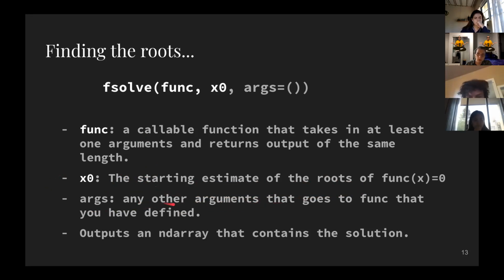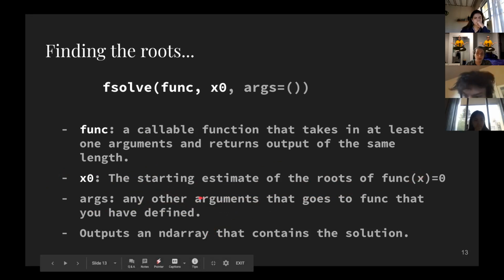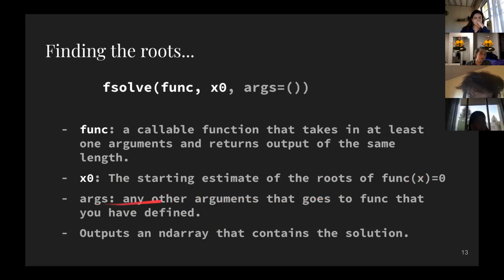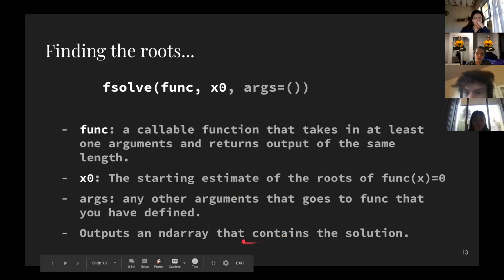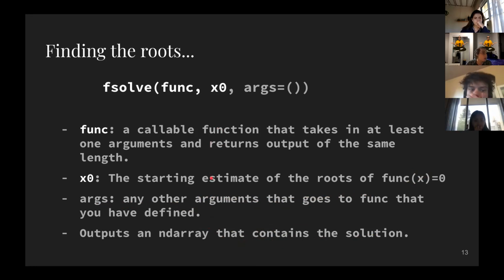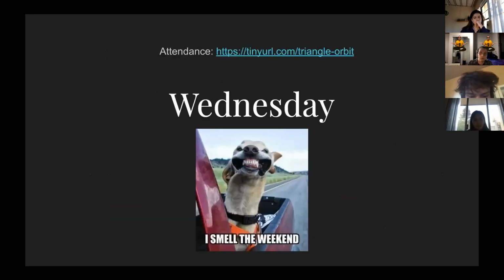And then args is any other arguments that go to the function that you have defined, and then it outputs an array that contains the solution. So it could be an array of 1 value, 2 values, 3, 4, many values. Doesn't matter how many. It depends on how many roots your function has. That's finding roots with fsolve. It's not super complicated. It's just a function that takes in another function and a guess, and it tells you when that function equals 0, basically, which is great.